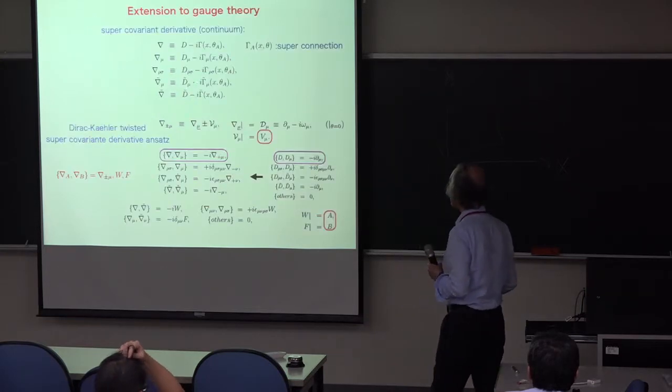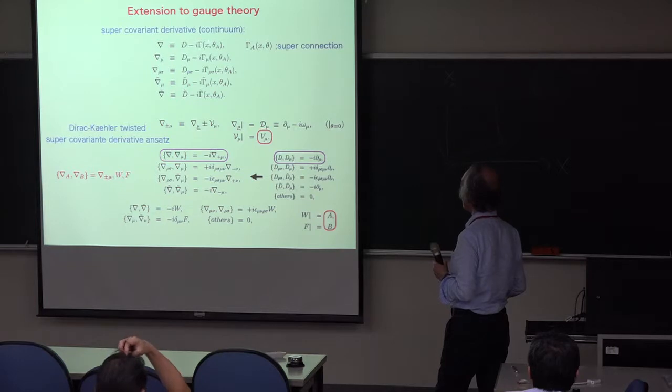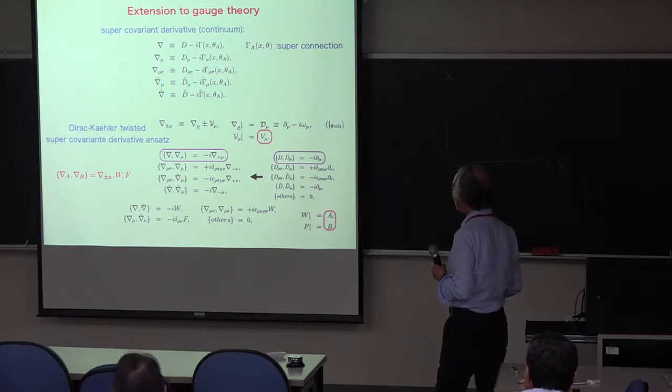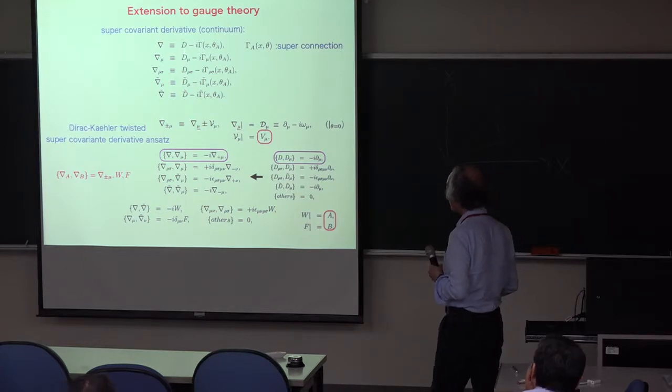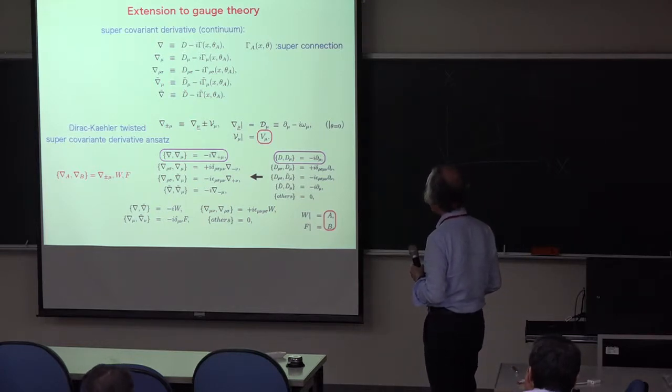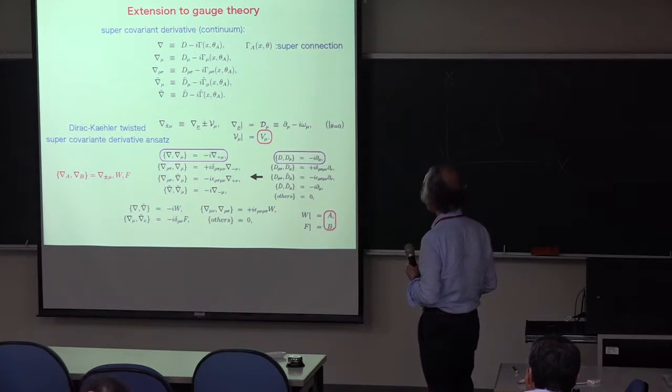Now, how can we generalize to the gauge theory? I'm just now in the continuum theory. Using this superderivative, we add a superconnection, and then we consider that we have introduced gauge theory. The supercovariant derivative is defined as this superderivative plus superconnection.